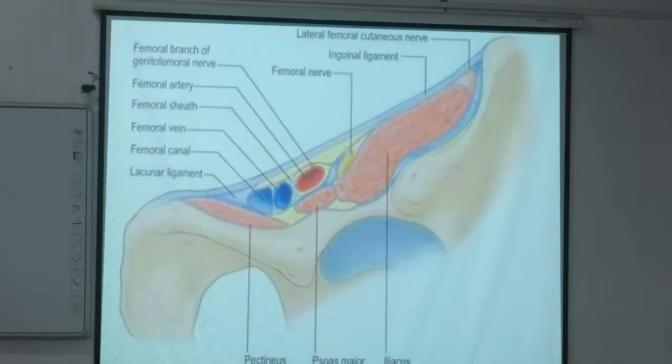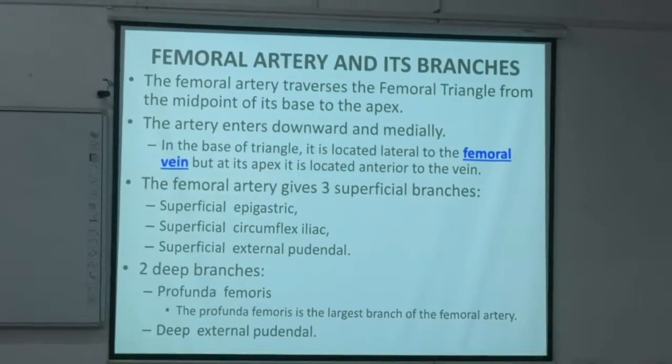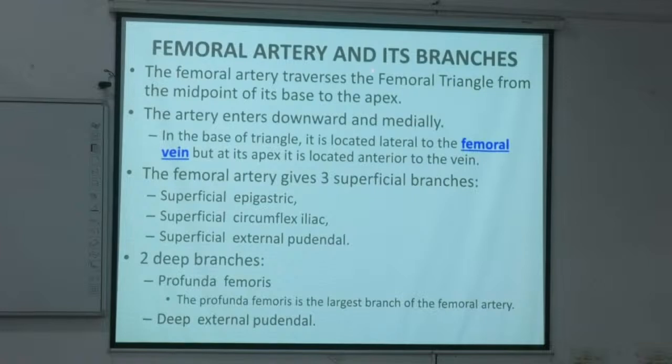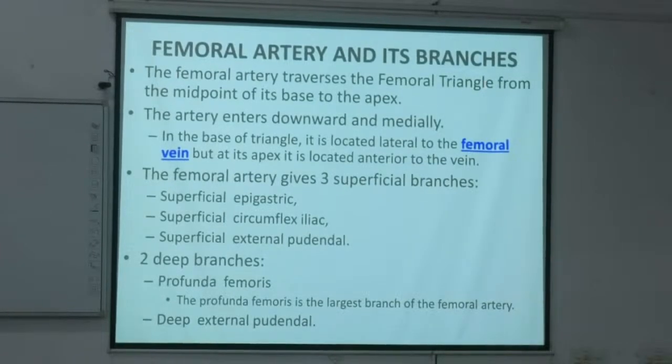Next. So now we will discuss the individual contents in detail. Okay. So femoral artery and its branches. The femoral artery traverses the femoral triangle from the midpoint of its base to the apex of the triangle. The artery runs downward and medially. At the base of the triangle, it is located lateral to the femoral vein, but near the apex it is located anterior to the vein. One crossing occurs between these vessels and nerve.